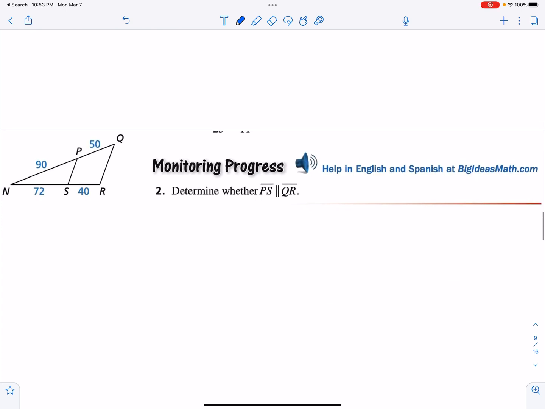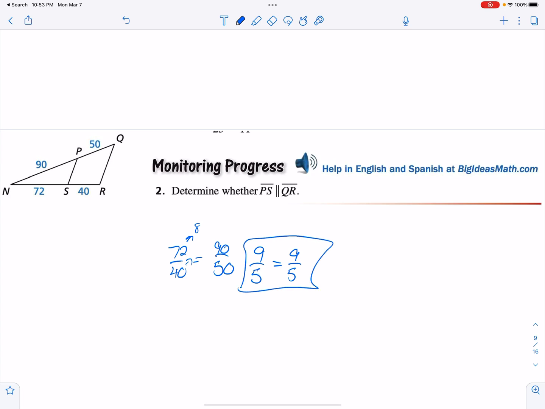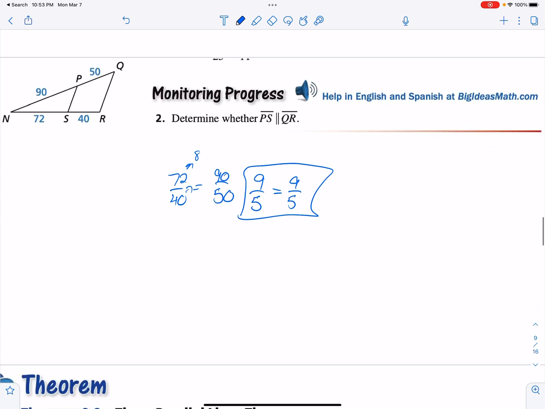Okay, so again, monitoring progress here, we want to decide whether those cross products are proportional. So we have 72 over 40 is equal to 90 over 50. Basically, if I can reduce 72 over 40 to 9 over 5, I can say those are proportional. So I can divide 72 by 8, and I can divide 40 by 8. 72 divided by 8 is 9, 40 divided by 8 is 5. So those do indeed end up equaling each other. You could have also done the cross products to see that they're equal as well. Either way works just fine. We have to show that they're equal.